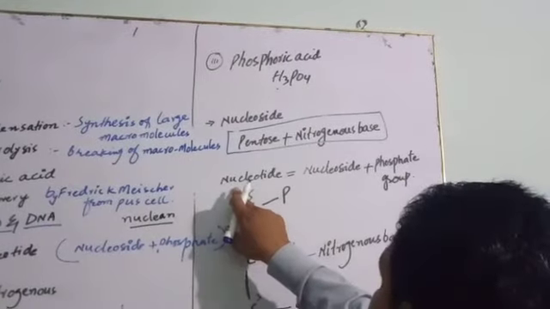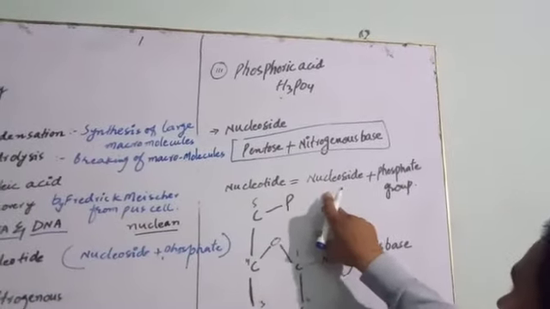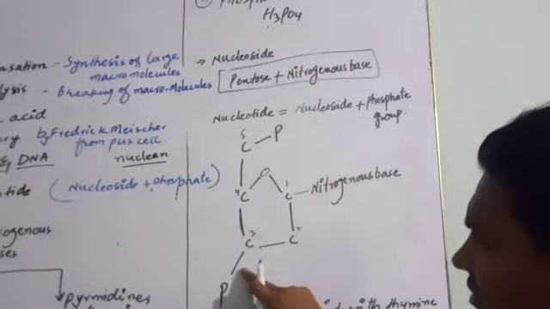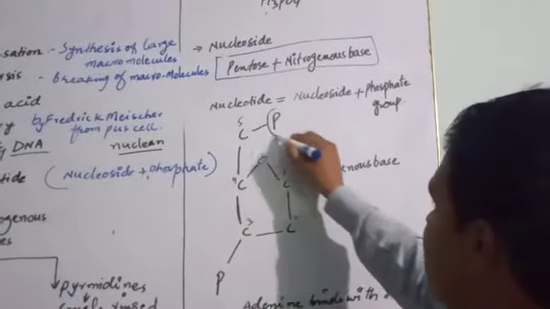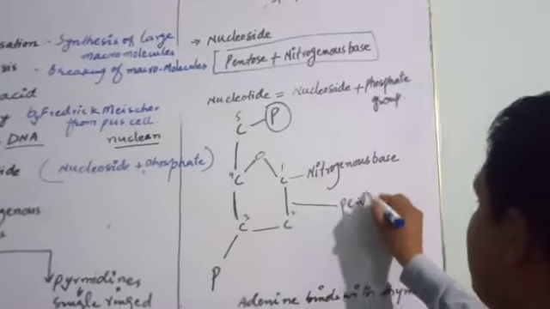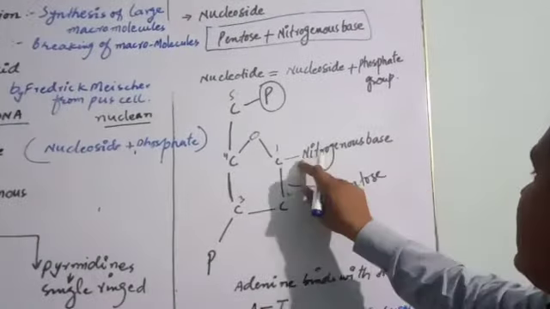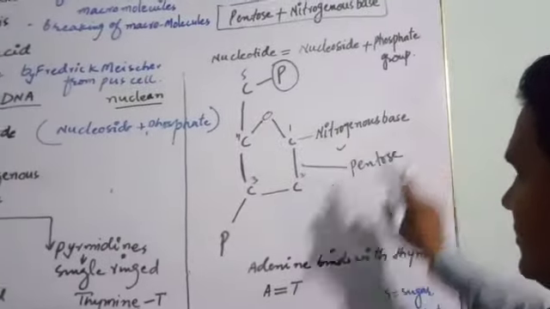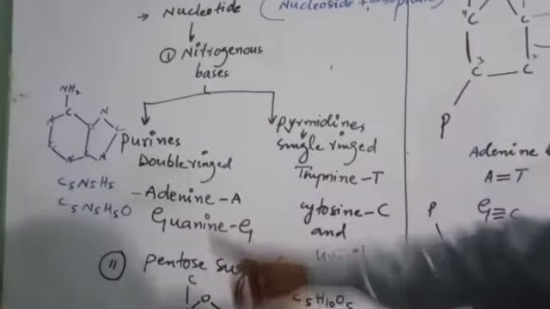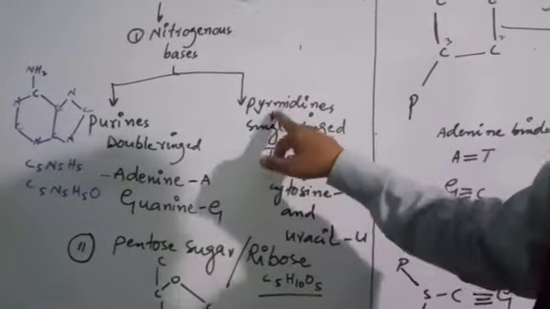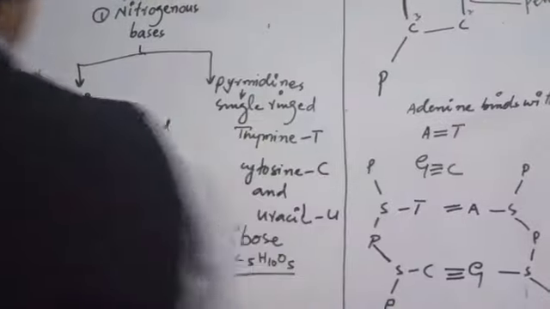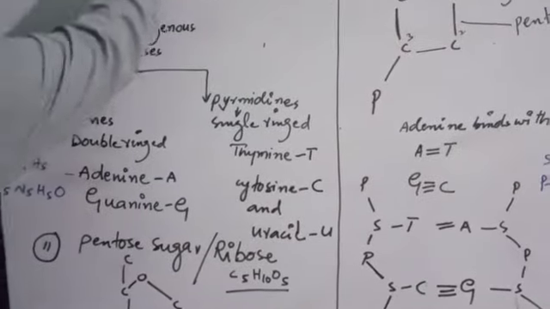Nucleoside is when pentose plus nitrogenous base. And what is the definition of nucleotide? Nucleotide is composed of nucleoside plus phosphate group. This is the general formula of nucleotide. Here is the phosphate, and this is the pentose sugar or ribose sugar, and nitrogenous base. Nitrogenous bases are of 2 types: purines have double ring structure, and pyrimidines have single ring structure. So we are starting from the first topic, condensation.